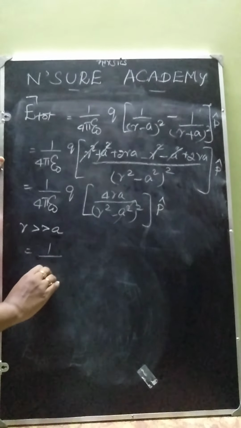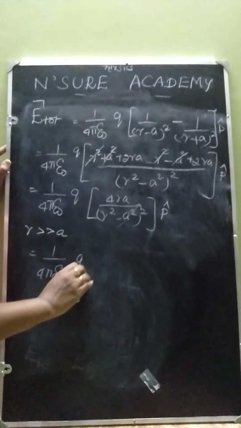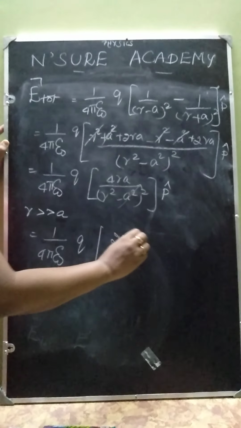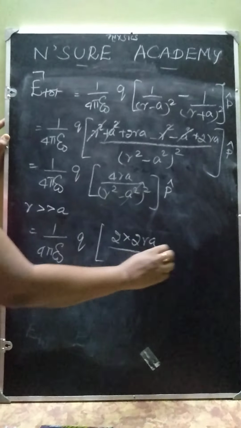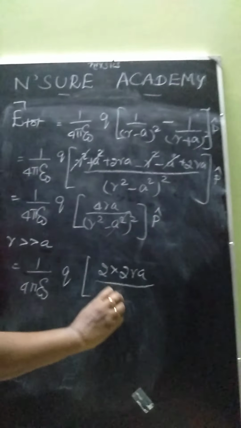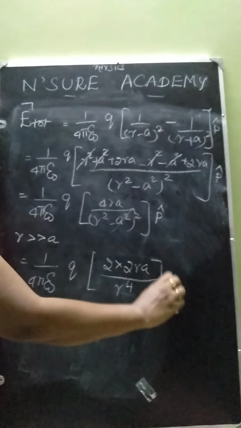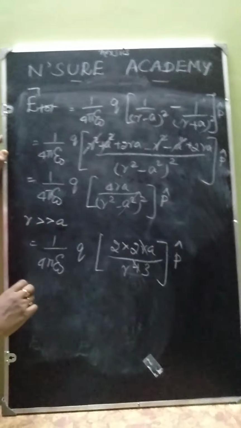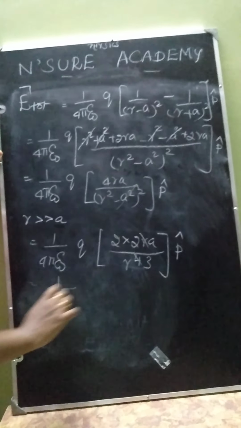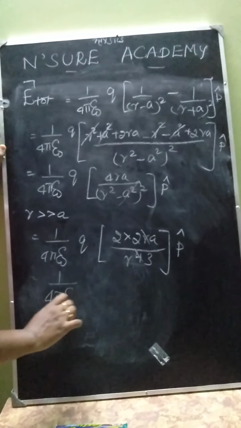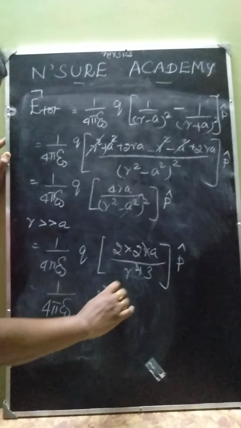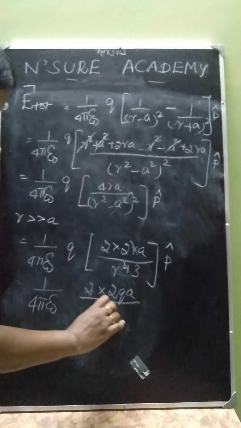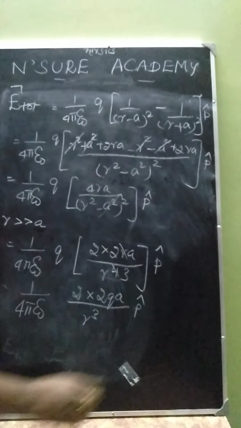What is the remaining? 1 by 4 pi epsilon naught q into, at the same time divide this value into 2 into 2ra divided by (r square) to the square, r power 4, into p cap. We can cancel one of the r. So here I will get q. Take q into the bracket. 1 by 4 pi epsilon naught 2 into 2qa divided by r cube into p cap.